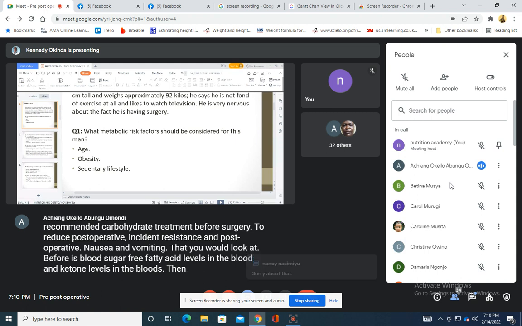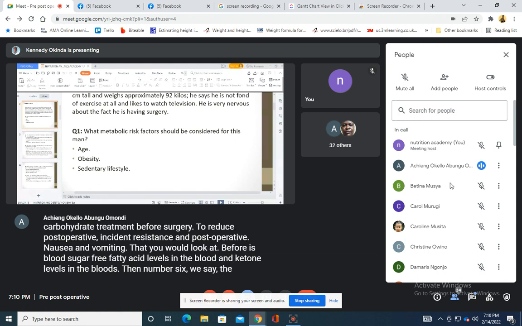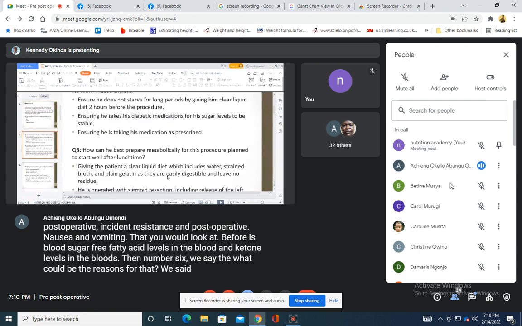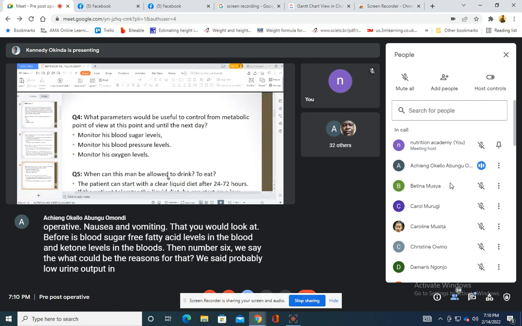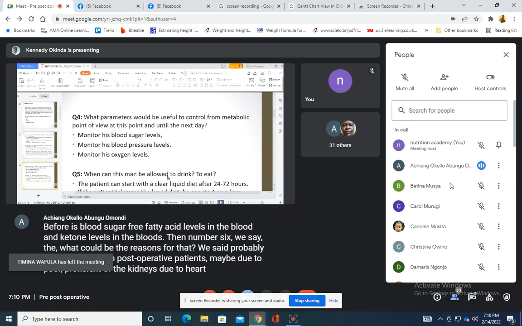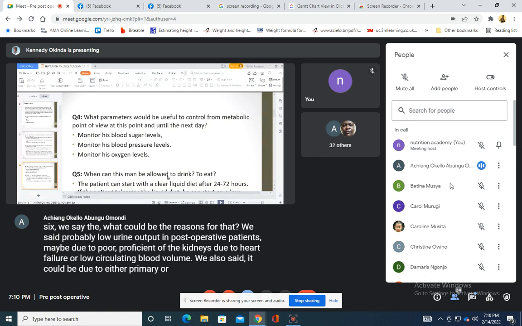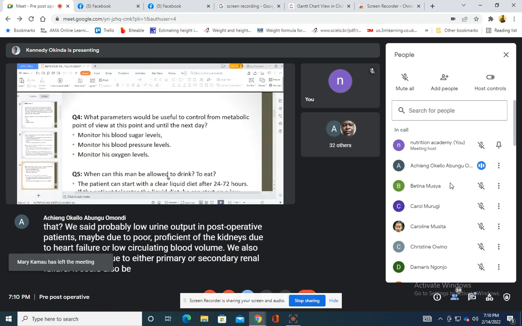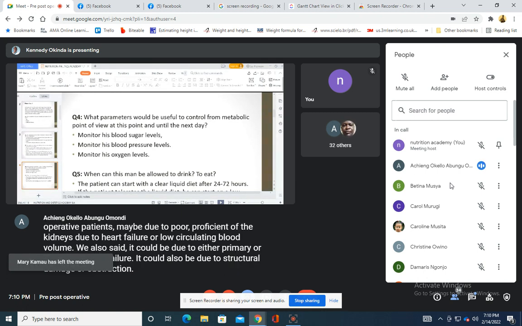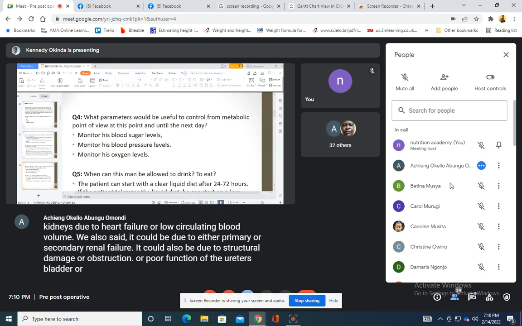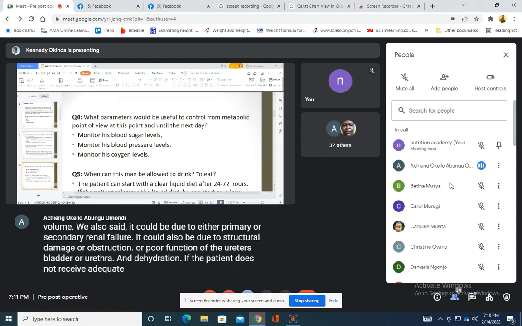Then number 6, we said what could be the reasons for that? We said probably low urine output in postoperative patients, maybe due to poor perfusion of the kidneys due to heart failure or low circulating blood volume. We also said it could be due to either primary or secondary renal failure. It could also be due to structural damage or obstruction or poor function of the ureters, bladder, or urethra, and dehydration if the patient does not receive adequate fluid, either oral or IV.